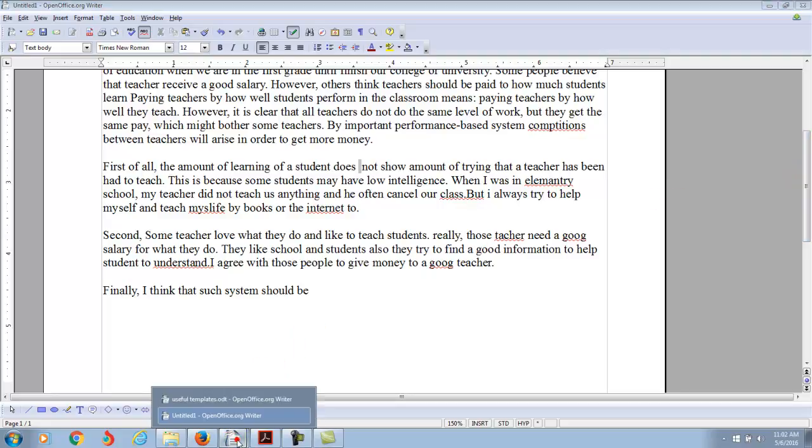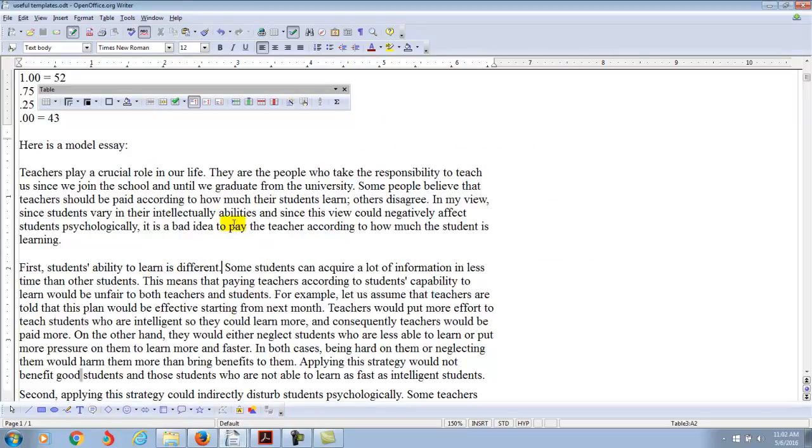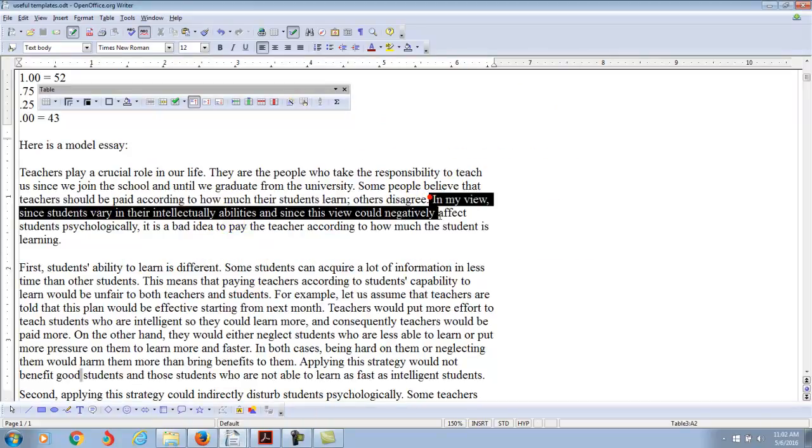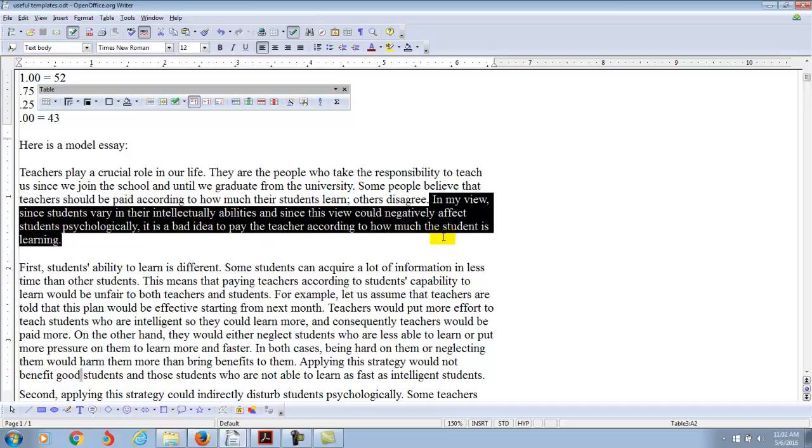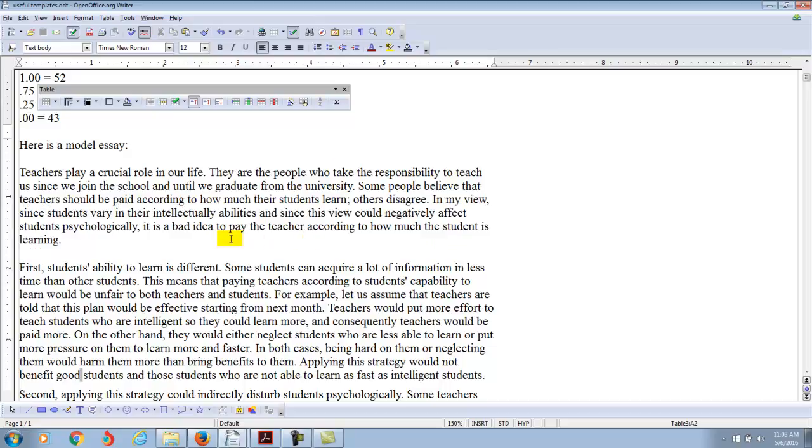So let's compare. I'm going to send you a sample by email. You can take a look at this one. This one has an argument. Let me show you how it works. So the writer says right here, in my view, since students vary in their intellectual abilities, and since this view could negatively affect students psychologically, it is a bad idea to pay the teacher according to how much the student is learning. So that's what you need.